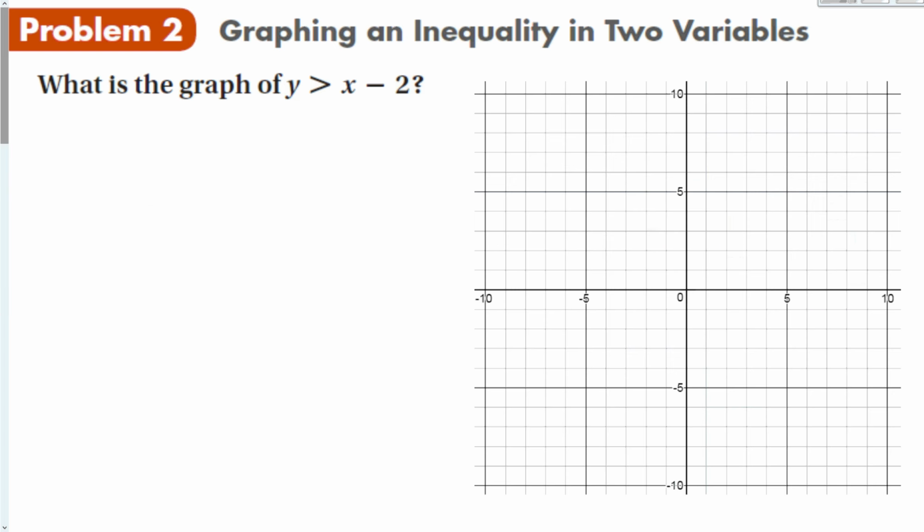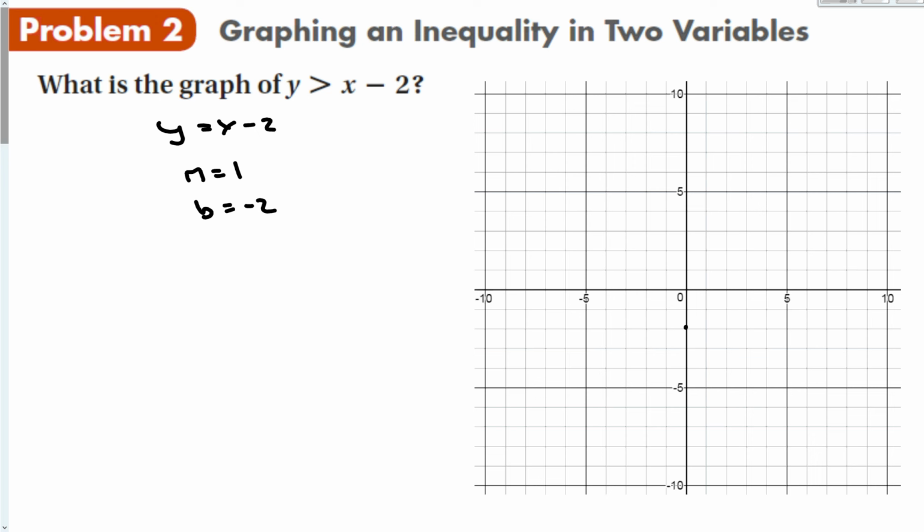Okay, so what is the graph of y is greater than x minus 2? So first, we're going to graph this boundary line, that y is equal to x minus 2. And we're going to draw it with a dotted line, okay? So the graph of y is equal to x minus 2. My slope is equal to 1. My y-intercept is negative 2.